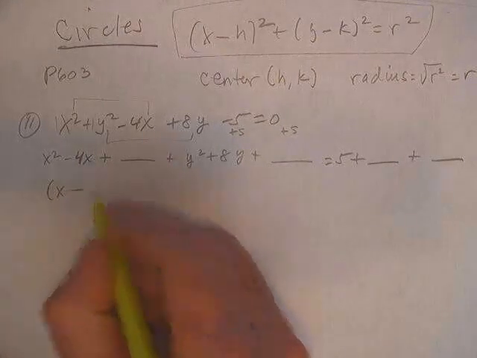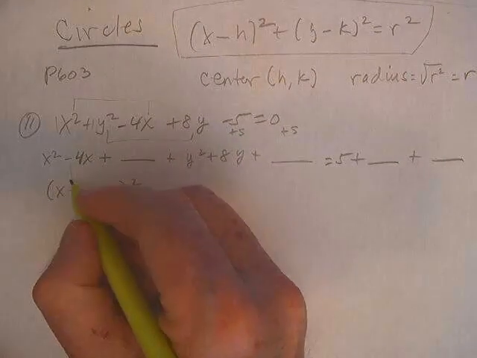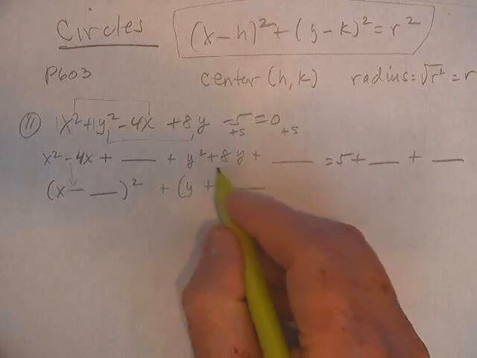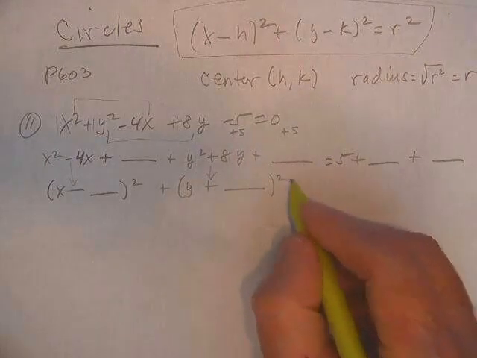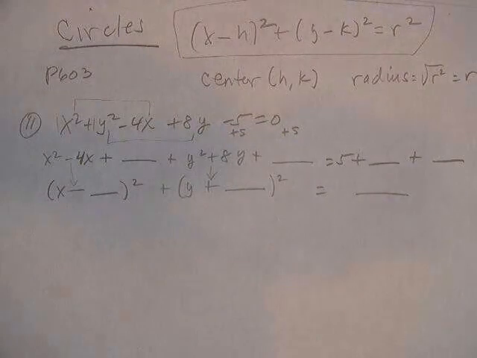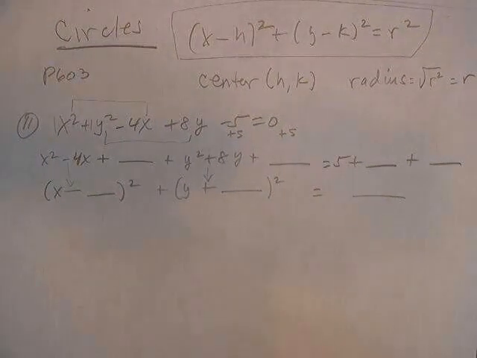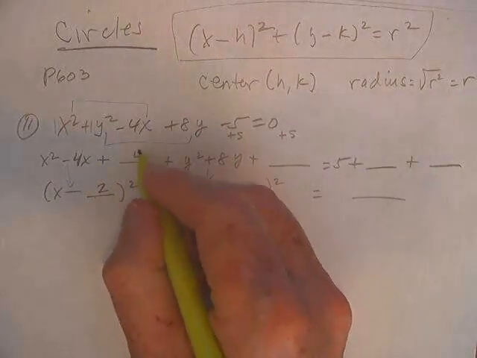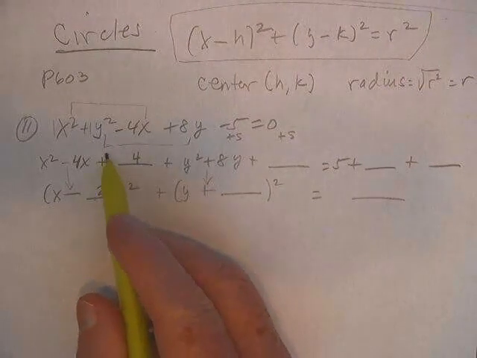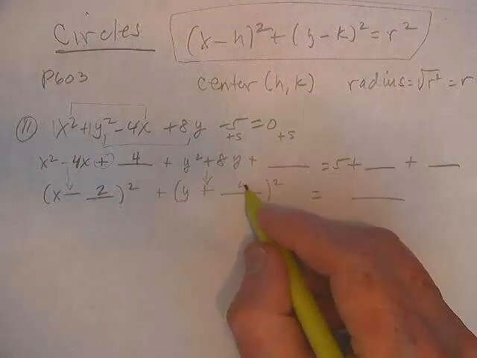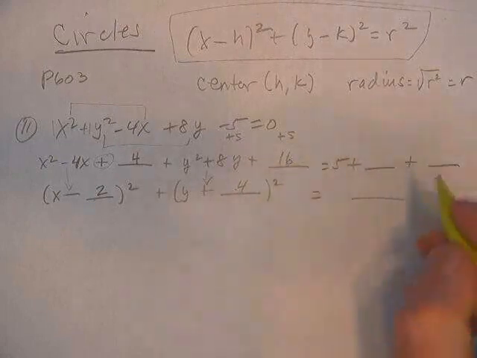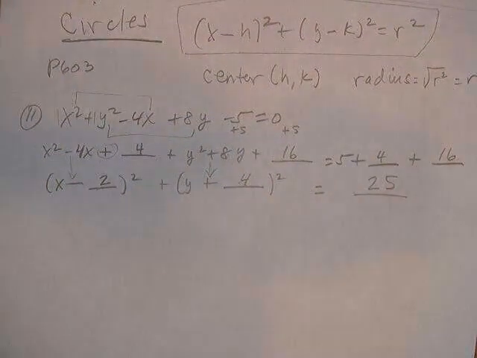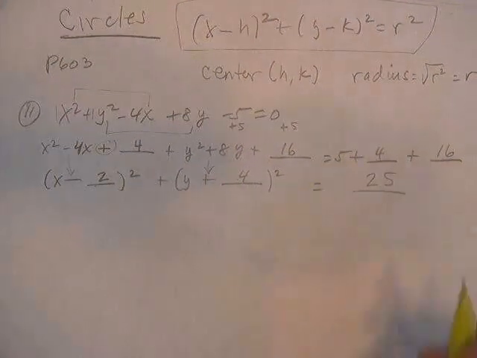So down here I'm going to get (x minus a blank) squared. That sign will match. Plus (y plus a blank) squared. This sign will match. Equals a blank. And now we're ready to complete the square. Take half of 4, that's 2. 2 squared, that's 4. A negative squared is a positive. This is always a positive sign. Half of 8 is 4. 4 squared is 16. Add the 4 and the 16 over here. That's 20 plus 5, 25.